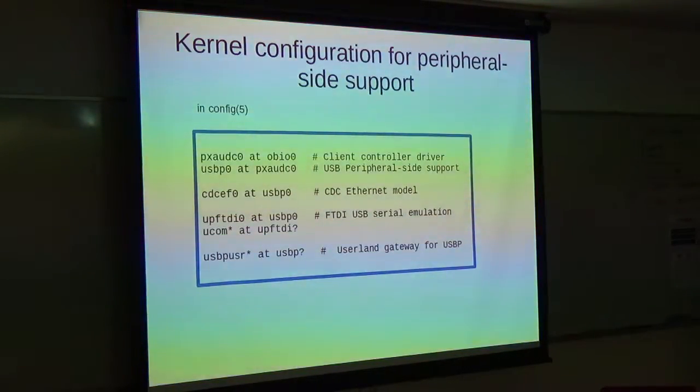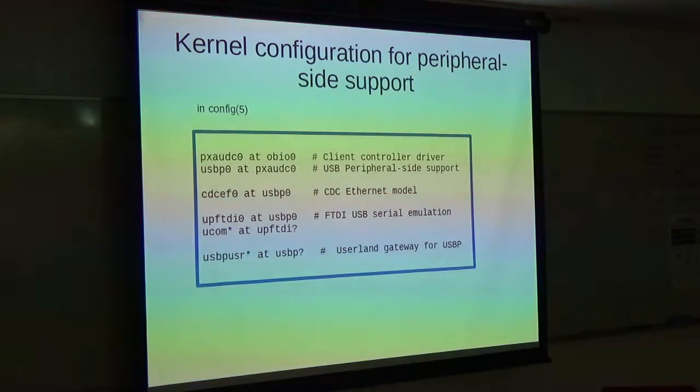Okay, so let's see how we combine those subcomponents into a kernel. This is our config file. At first, you have a client controller driver here, and attach usbp to that controller driver. And on top of that usbp, you attach many interface drivers. In this example, you have an Ethernet emulation driver and a USB serial emulation driver here.